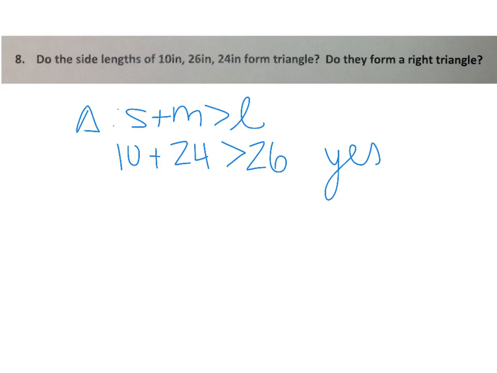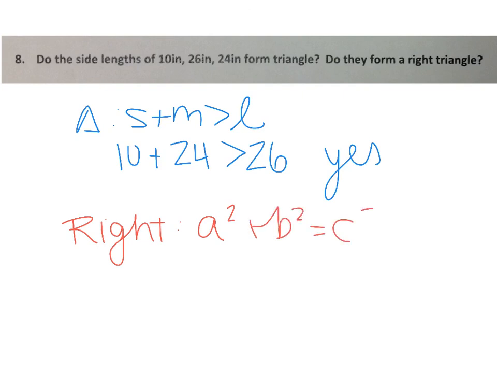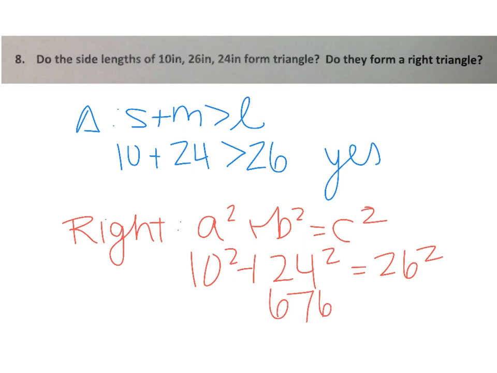Now the second part of the question wants to know if it makes a right triangle. That new word right means the Pythagorean theorem must work. So a squared plus b squared must equal c squared. When we plug in our numbers, we get 10 squared plus 24 squared. I'm wondering if that equals 26 squared. If you type all that in your calculator, 10 squared plus 24 squared gives us 676, and 26 squared also gives us 676. So, a squared plus b squared equals c squared. This is also a right triangle.